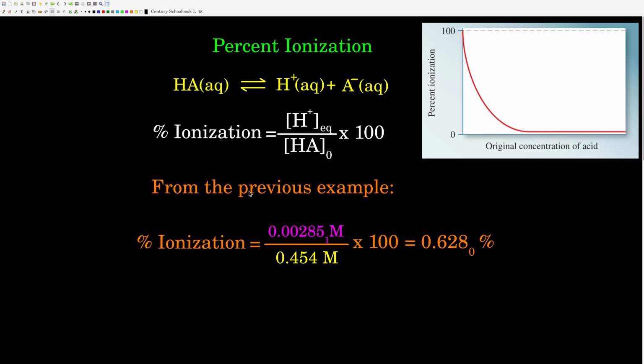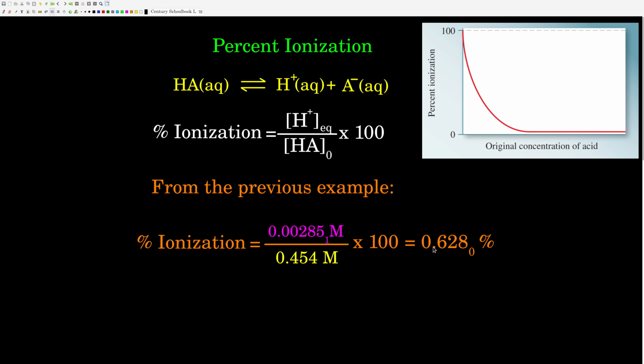So if we look at our previous example with the acetic acid, we can calculate the percent ionization real easily. Remember, our initial concentration was 0.454 molar, and we calculated the concentration of hydrogen ion at equilibrium was 0.00285 molar. Divide the two, multiply by 100, and we get 0.628%.